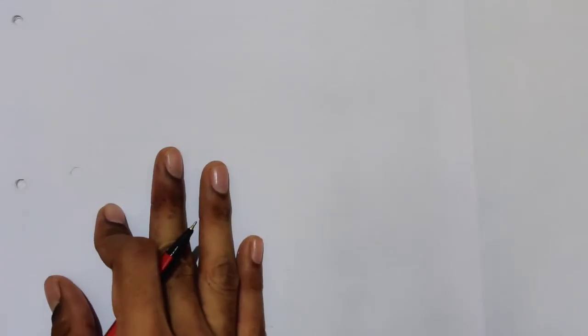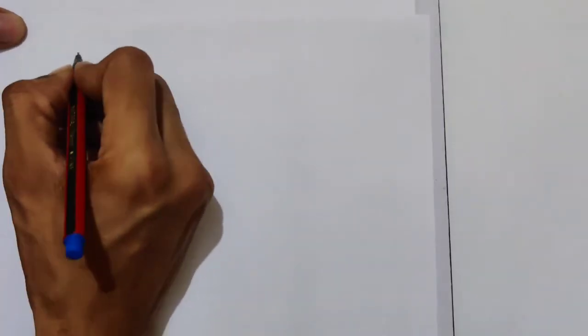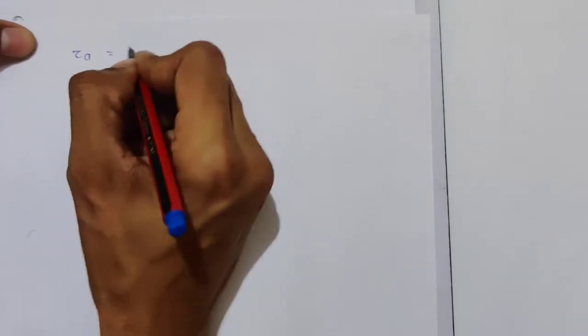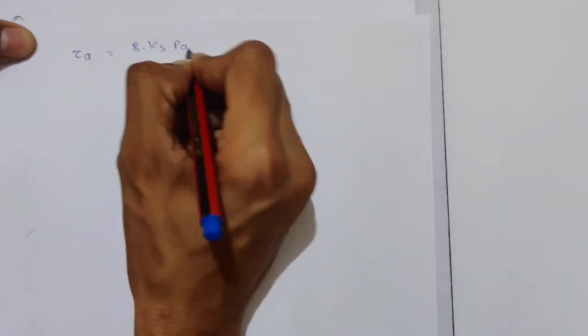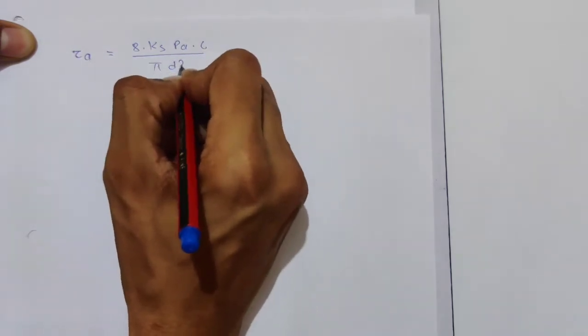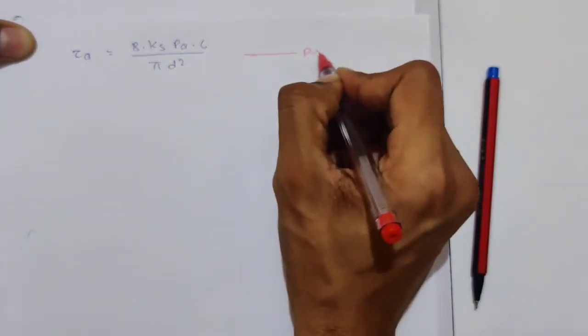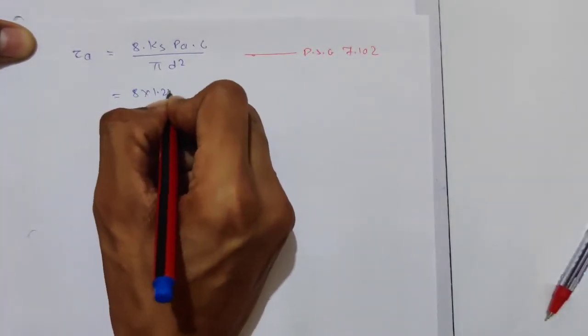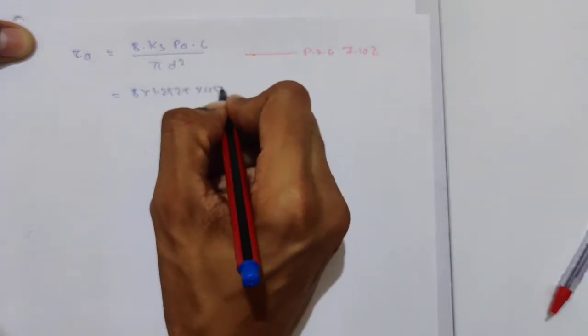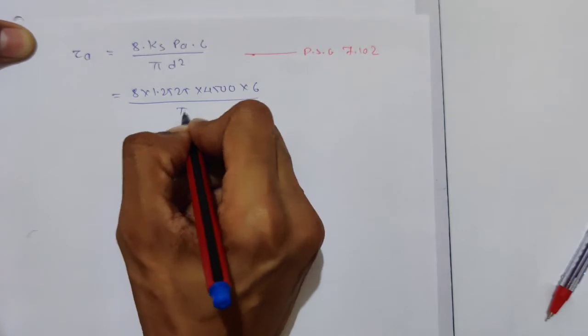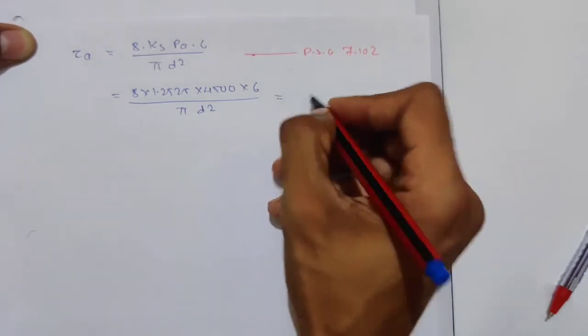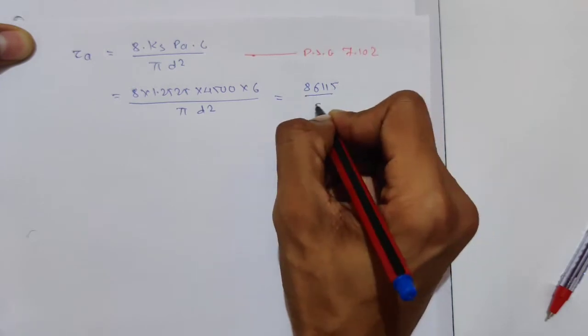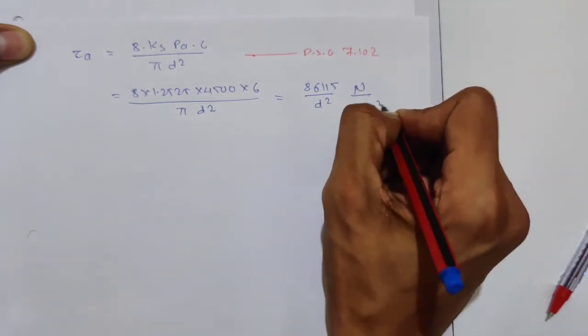Okay, now we'll move to the next, that is finding tau A and tau mean. So tau A is given as 8 Ks P amplitude C divided by pi d square, and it is given in PSG 7.102. So it is nothing but 8 into 1.2525 into 4500 into 6 divided by pi d square. You will get the value as 86115 divided by d square Newton per mm square.